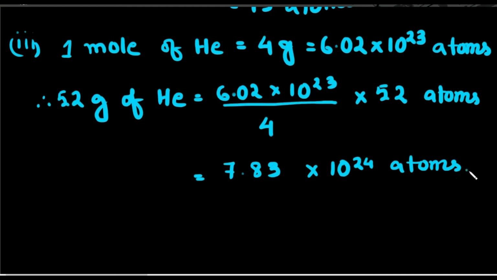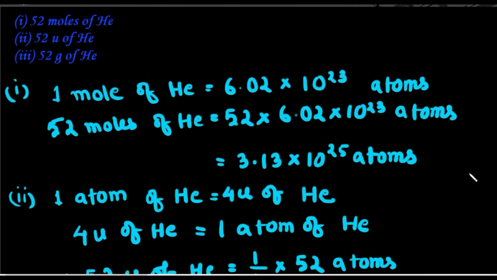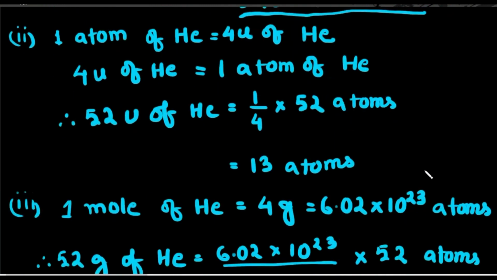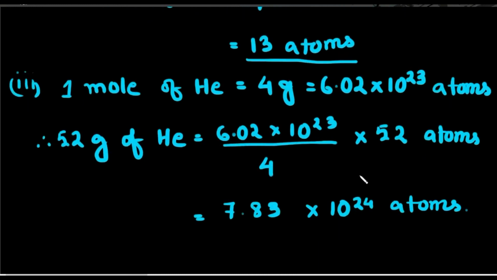So let's summarize it once again. 52 moles of helium will contain 3.13 into 10 to the power 25 atoms. 52 atomic mass unit of helium will contain 13 atoms, and 52 gram of helium will contain 7.83 into 10 to the power 23 atoms.